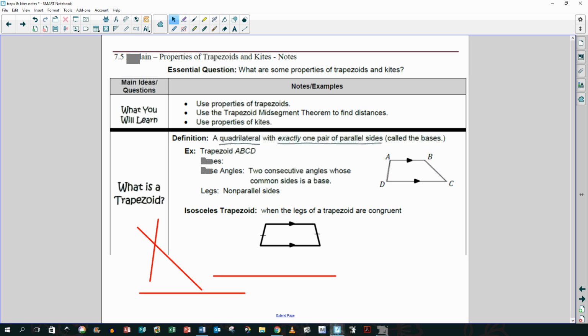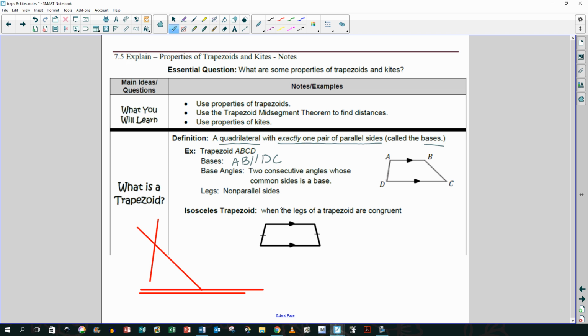All right. So over here, I've got this trapezoid. I have exactly one pair of parallel sides. My parallel sides are AB and DC. These are called your bases. Okay, you have to know what the parts are. So my bases are AB is parallel to DC.